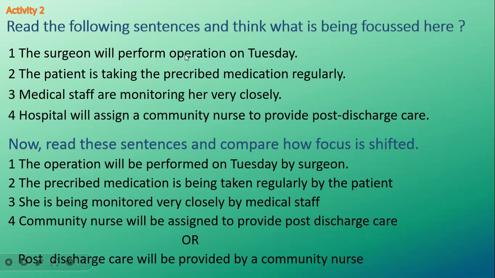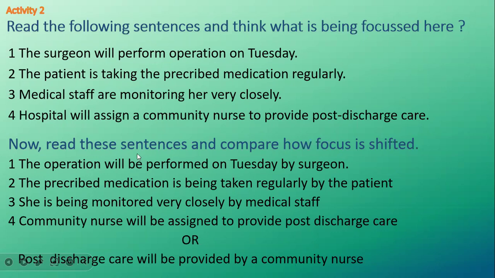Surgeon will perform operation. This is future tense, simple future. So we are not changing the tense here. Tense will always remain same. I am only picking my object, that is operation, in the beginning of the sentence I'm putting it, will perform. So this will, this is my future tense. So I'm using the same thing here. I'm not changing the tense.